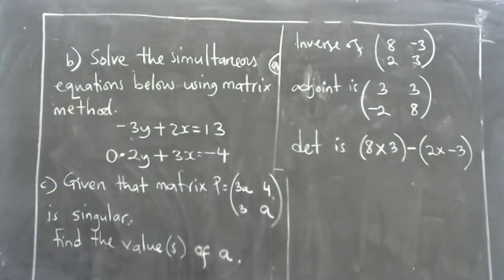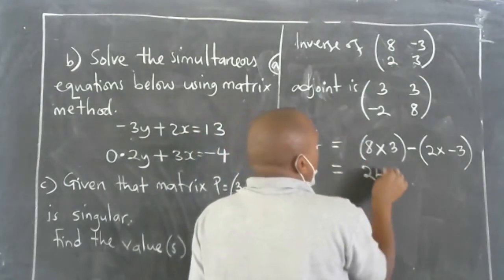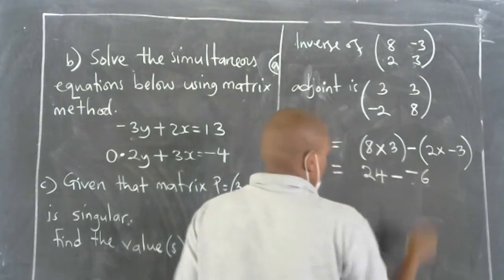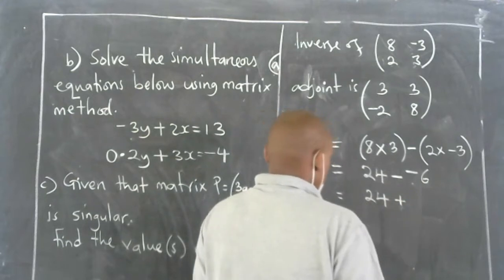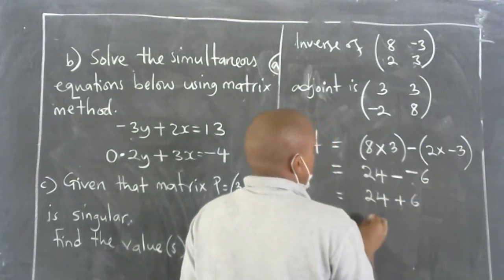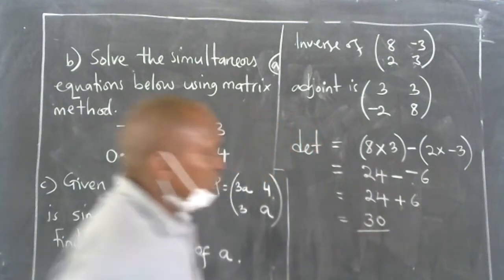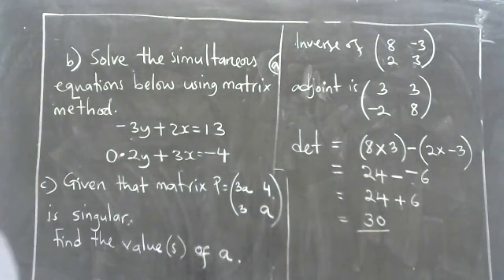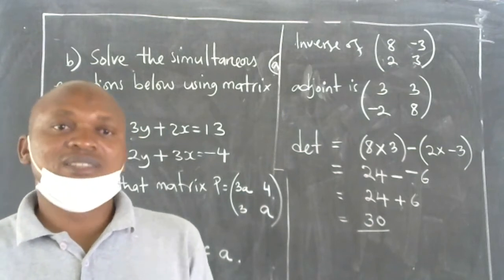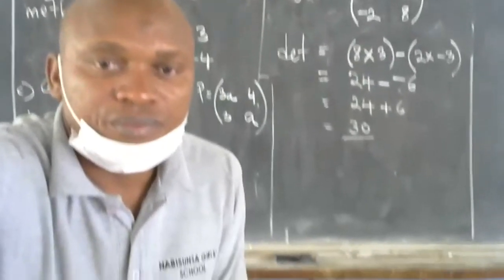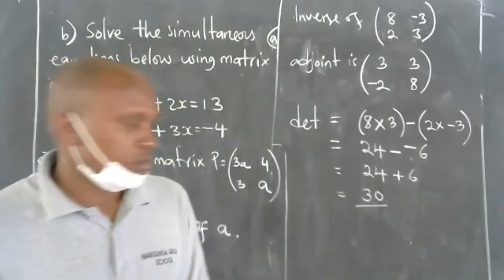What are the answers? This is 24 minus minus 6, which is 24 plus 6, and the answer is 30. So we have the answer as 30. We also have the adjoint. So finally, how do you get the inverse at this stage? One out of the determinant into the adjoint.